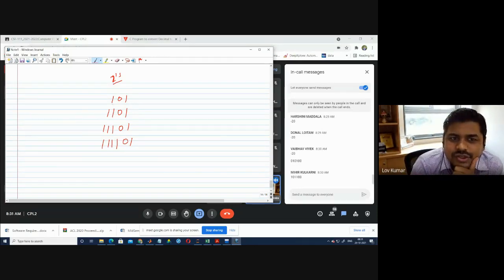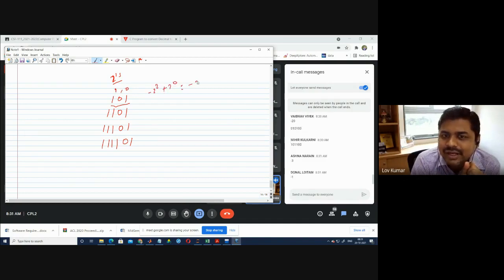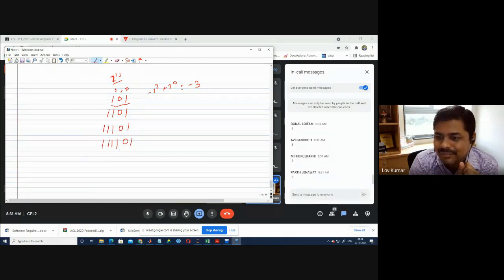First one, 1 0 1. Definitely this is your negative number. What is the value of this number? Bit positions 0, 1 and 2. So minus 2 to the power 2 plus 2 to the power 0. What value are we getting here? Minus 3. Okay, minus 3.